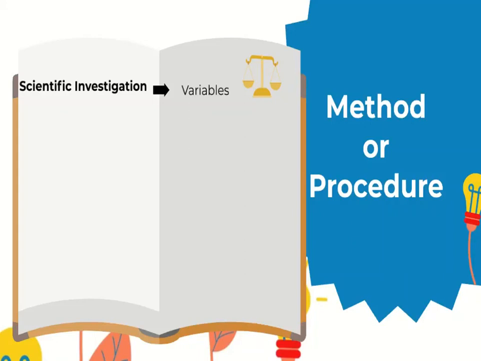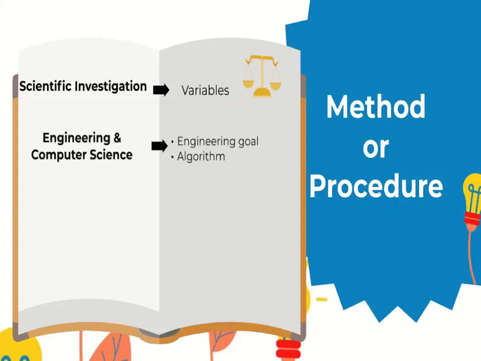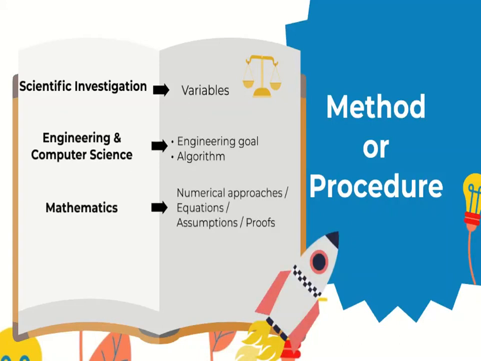For scientific investigation type research, you must state the variables in your study. For engineering projects, you must mention which method you used to achieve the engineering goals, and for computer science projects, the algorithm used to solve the problem. For mathematics projects, you must ensure that you mention and explain the numerical approaches, equations, assumptions, or proofs you used to answer the research question. For social science projects, make sure to describe how you collected the data, for example through interviews or questionnaire surveys.